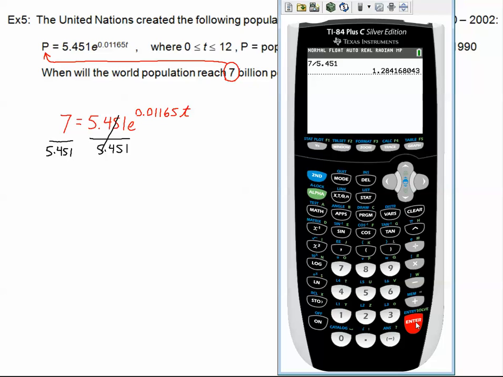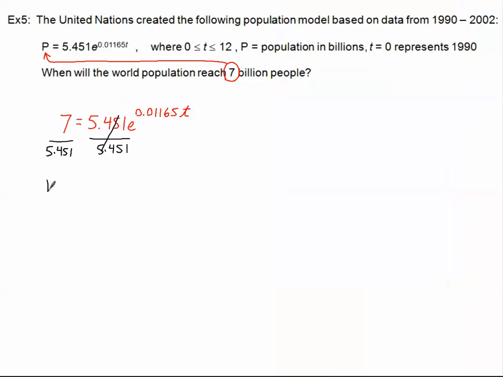And this time it's kind of an ugly number. I don't want to round in the middle of my work, so I'm going to keep this running in my calculator. I'm going to put 1.284, just so I have something here, but I'm going to put my little dot, dot, dot. That's just to remind me that I'm using the exact number in my calculator. e to the 0.01165 t. And now I'll do the natural logs again.